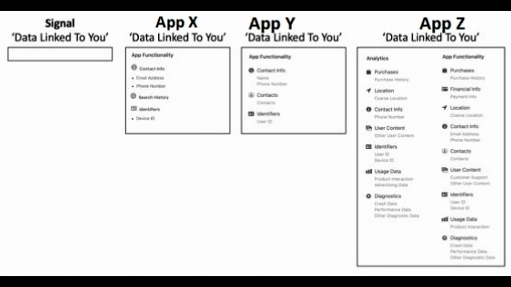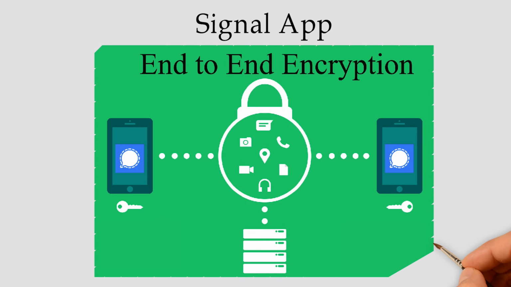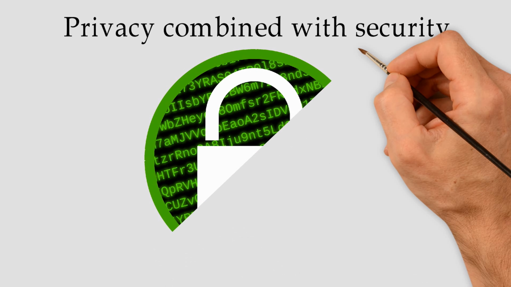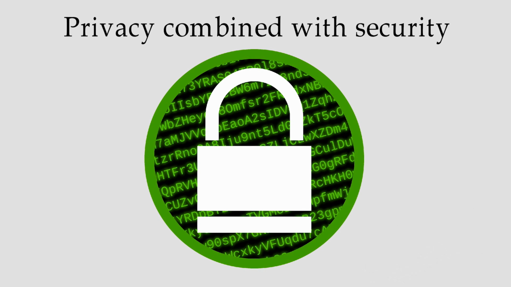The Signal Messenger app has just the phone number for login purposes and the functionality of the app, and that's it, which makes it a very privacy friendly messenger app. But wait, this app also has end-to-end encryption technology which provides security to the users. So the number one reason people are switching to this app is privacy combined with security.